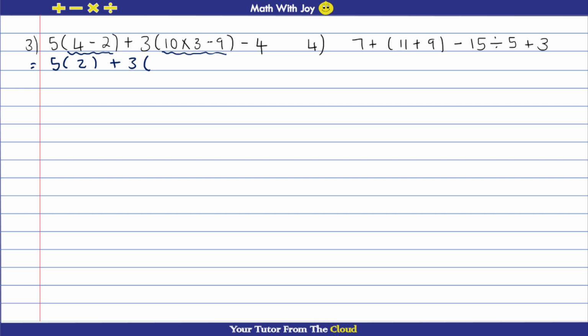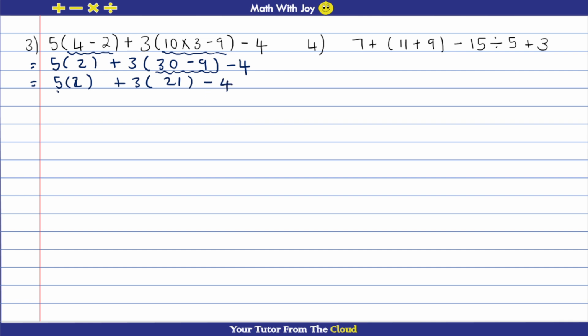Now here, be very careful. I have 10 times 3 minus 9. So I first have to do the 10 times 3, which is 30 minus 9, close the bracket, minus 4, right? So over here, we still have this bracket that we still have to simplify further. So let's do that. In this situation, we have 5 bracket 2, close bracket, plus 3. Then we have 30 minus 9 is going to give us 21. Then we say minus 4.